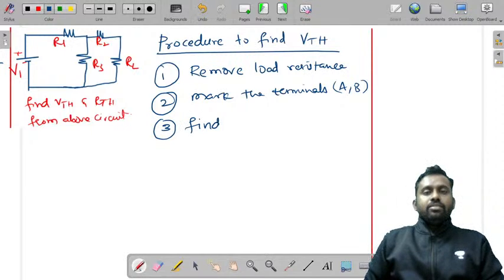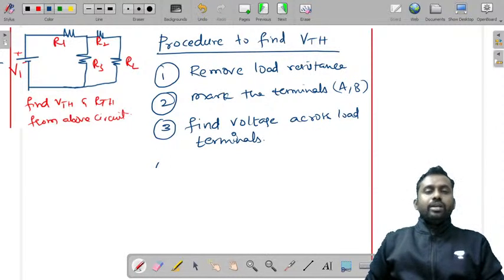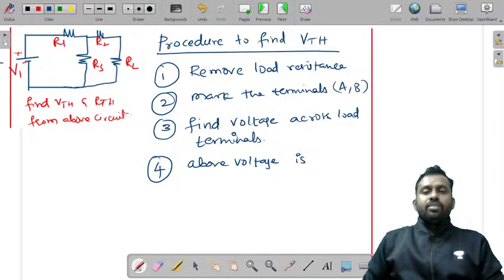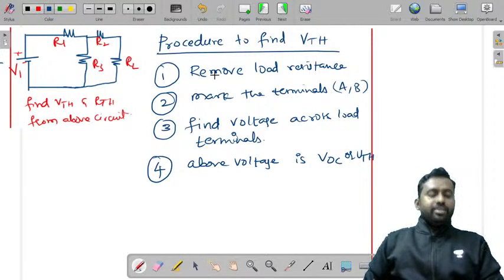And find voltage across load terminals. Then the above voltage is VOC or VTH. That's it. This is the procedure to find VTH. I'll also write the equations in the next slide.